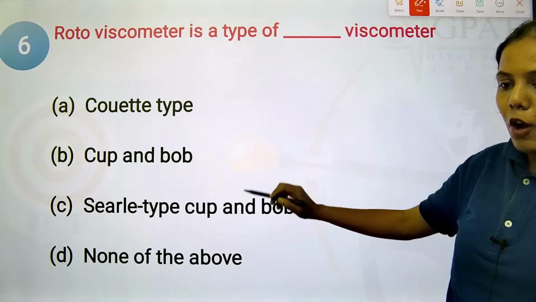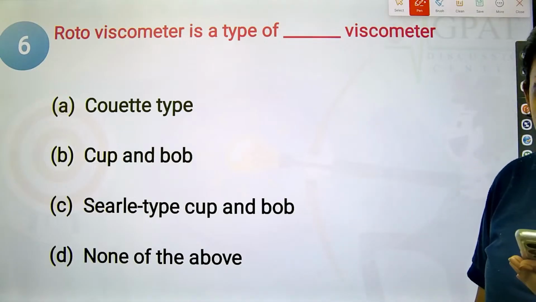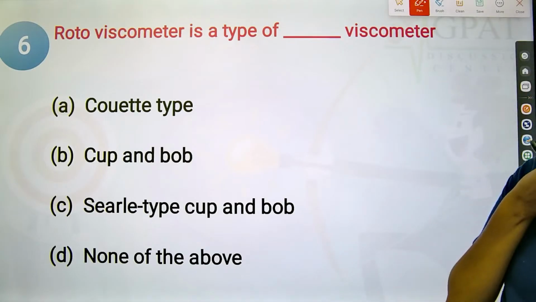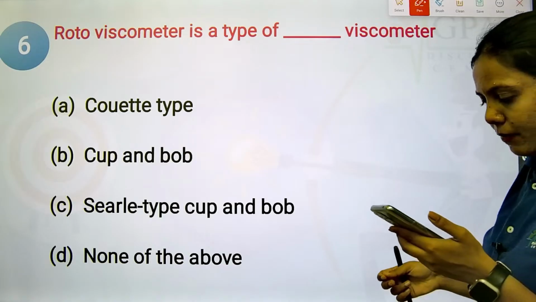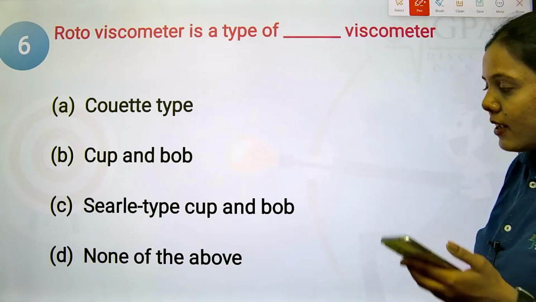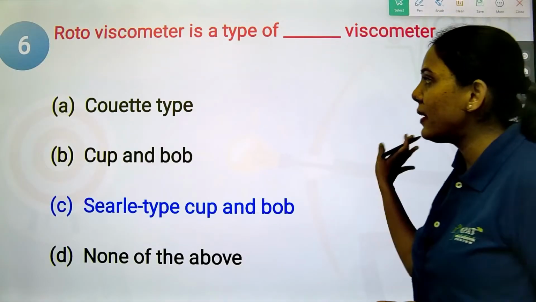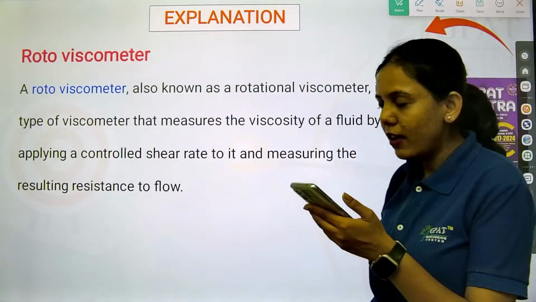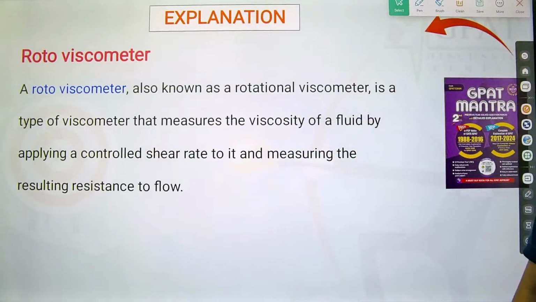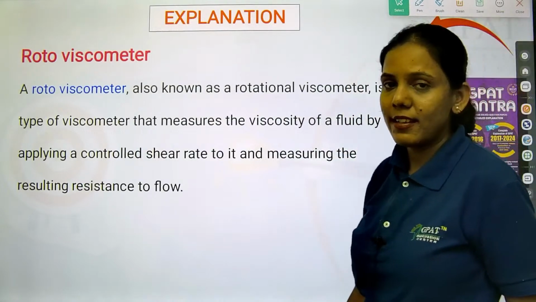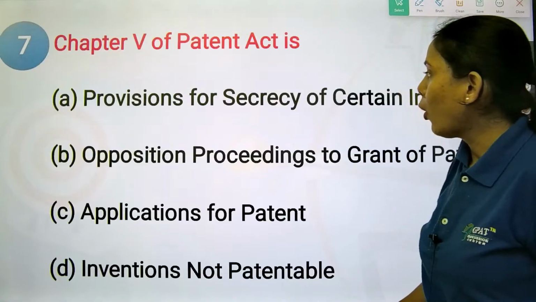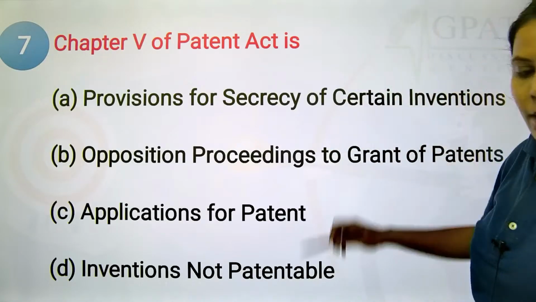Q type cup and bob, Searle type cup and bob. So that is basically about the Searle type cup and bob viscometer, because that is a rotational viscometer. The name itself suggests it is a rotational viscometer, generally used to measure the viscosity of a fluid. So there are various types. So that is the rotational viscometer, right?